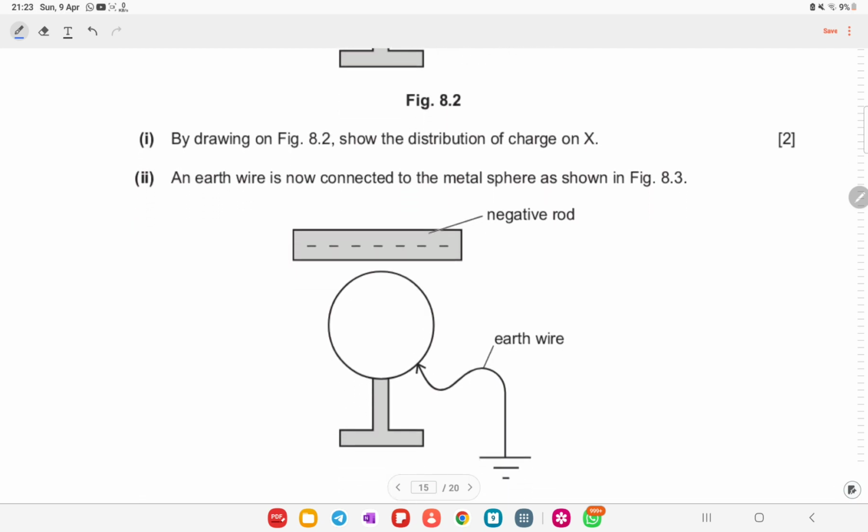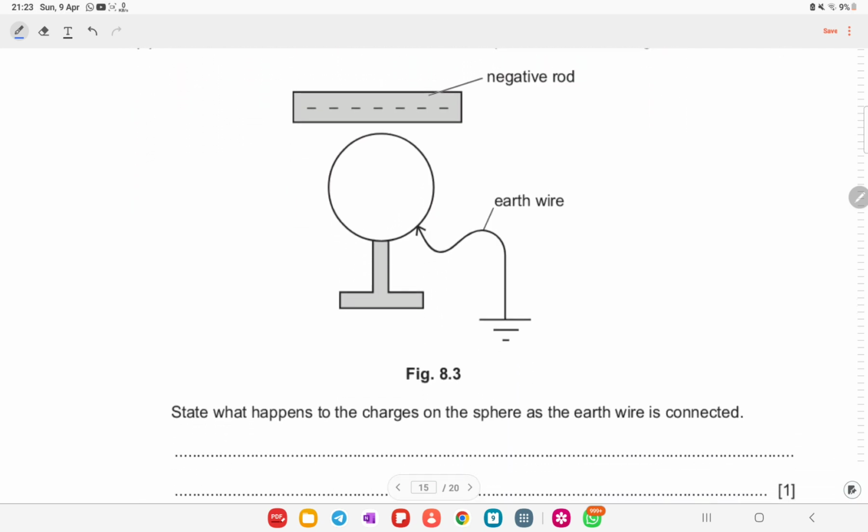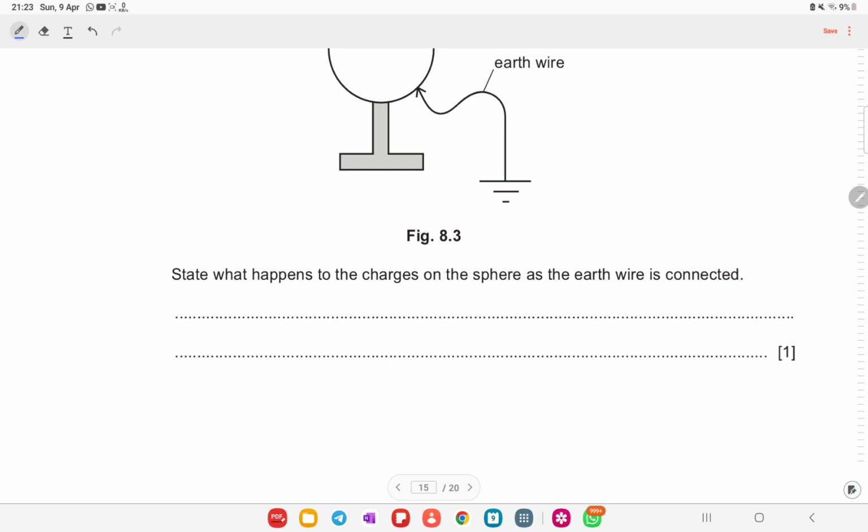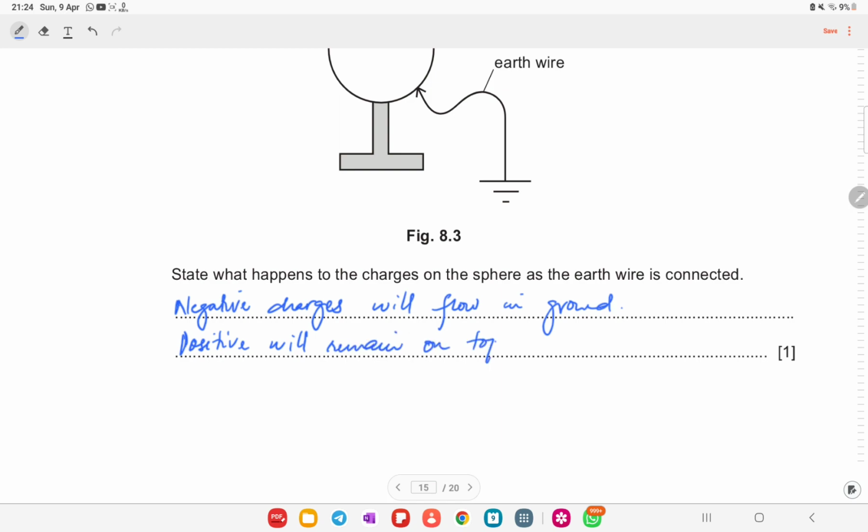An earth wire is now connected to the metal sphere as shown in the figure. State what happens to the charges on the sphere as the earth wire is connected. So what will happen? Negative charges will flow into the ground, and the positive charges will remain on the top, because of the electrostatic force of attraction from the negative charges on the rod, at the top of the sphere. Okay, so we are done.